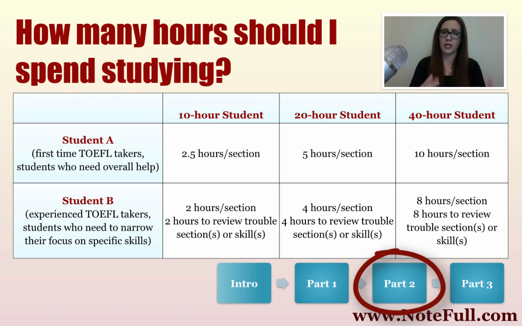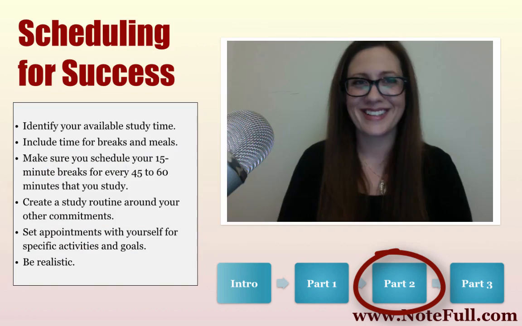So do make sure that you're putting in a good amount of time for all sections, but putting in the most amount of time for your trouble areas, whatever they may be. So you can see I have it divided up here. 2 hours per section for a 10-hour student, but also an additional 2 hours for the skills or sections that are really problematic for you. Okay? And with more time, you obviously can add upon that. You can add more hours to that.